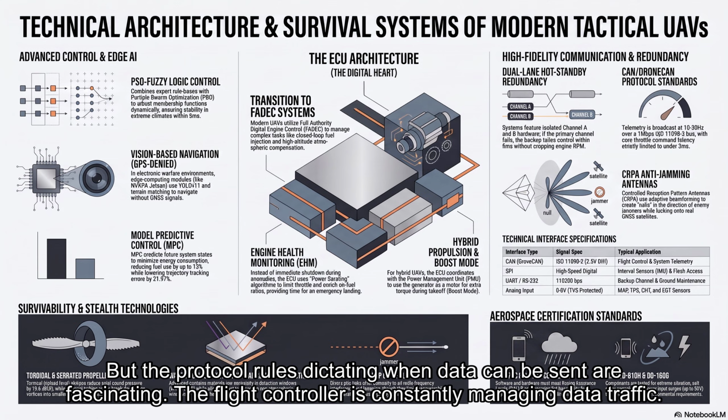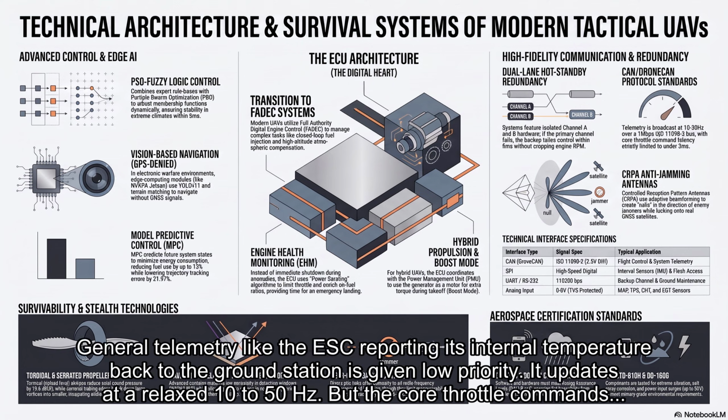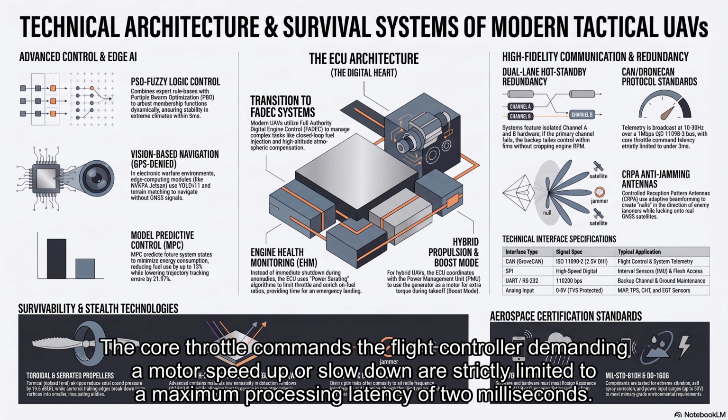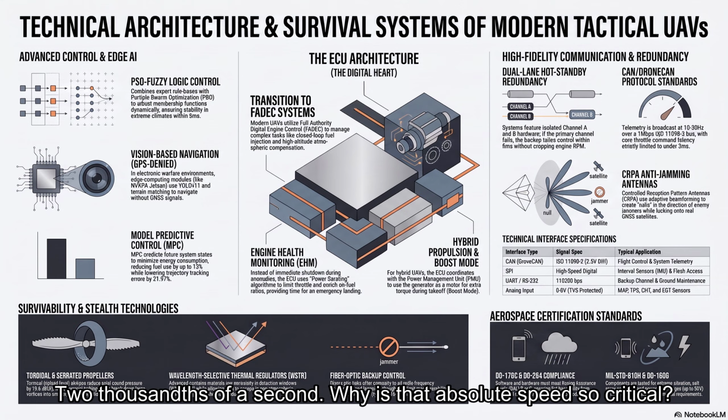But the protocol rules dictating when data can be sent are fascinating. The flight controller is constantly managing data traffic. General telemetry, like the ESC reporting its internal temperature back to the ground station, is given low priority. It updates at a relaxed 10 to 50 hertz. But the core throttle commands from the flight controller, demanding a motor speed up or slow down, are strictly limited to a maximum processing latency of 2 milliseconds. 0.002 of a second. Why is that absolute speed so critical?